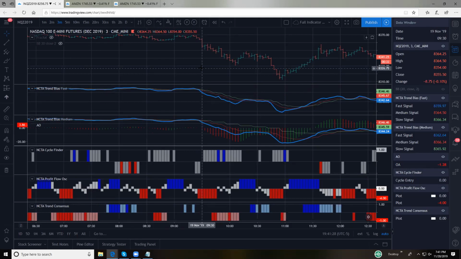So while the 930 was an entry, you can see that it's a C entry. We have two oscillators there, and also the trend bias are completely crossed down. There's red AO as well. If you waited until the super cycle entry, which is at 942, you still benefited from a good portion of that move lower.